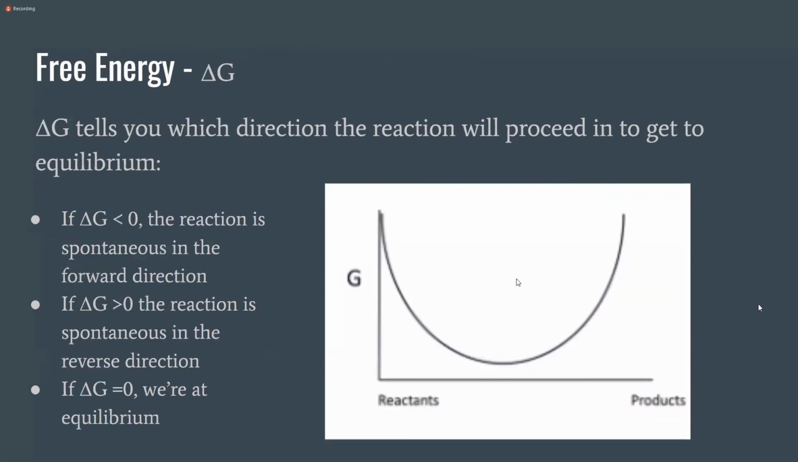Okay, so the sign of delta G tells you which direction the reaction is going to proceed in to get to equilibrium. So if delta G is negative, then the reaction is going to be spontaneous in the forward direction. If delta G is positive, then your reaction is going to be spontaneous in the reverse direction because you need to move in the reverse direction to get to equilibrium. And if delta G equals 0, we're at equilibrium.